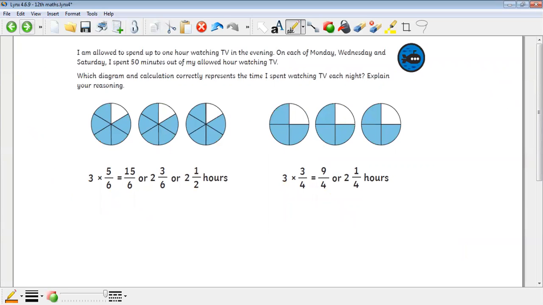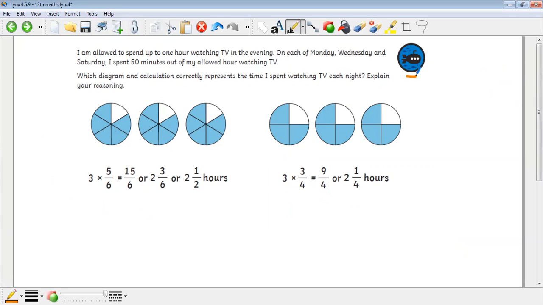Right, now the submarine, we'll notice it's got a little bit deeper, so it's going to get a little bit trickier. So I'm allowed to spend up to 1 hour watching TV in the evening. Lovely. On each Monday, Wednesday and Saturday, I spend 50 minutes of my allowed hour watching TV. Which diagram and calculation correctly represents the time I spend watching TV each night?